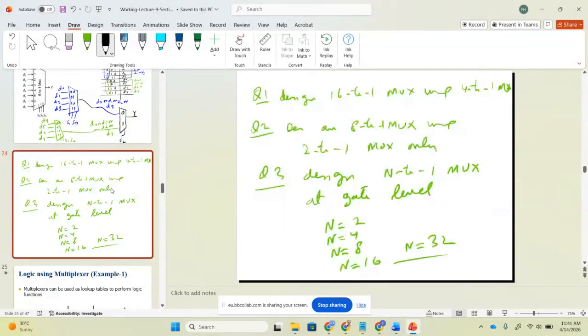Clear, Professor. Okay, so these are possible questions in the exam. Design a 16 to 1 multiplexer using 4 to 1 multiplexers. Design an 8 to 1 multiplexer using 2 to 1 multiplexers only. Design an n to 1 multiplexer at gate level. What will n be? n can be 2, 4, 8, 16, 32, 64, and so on. These are all possible exam questions.